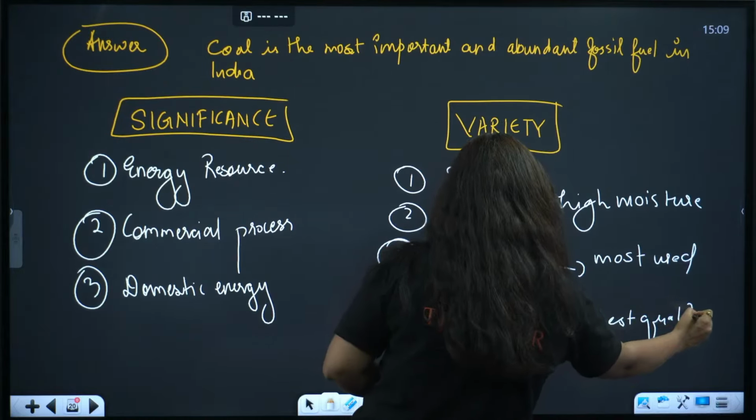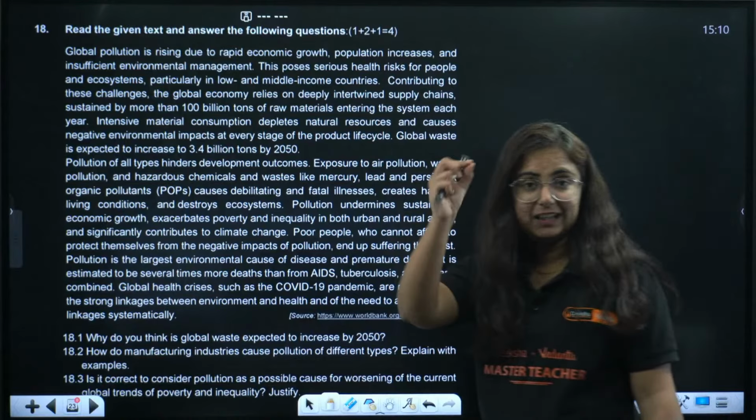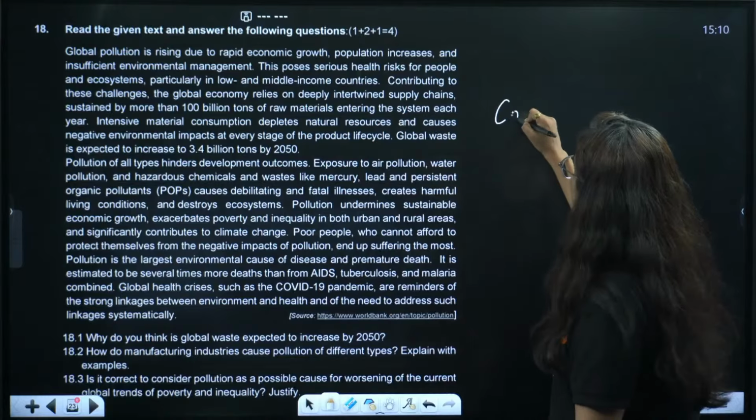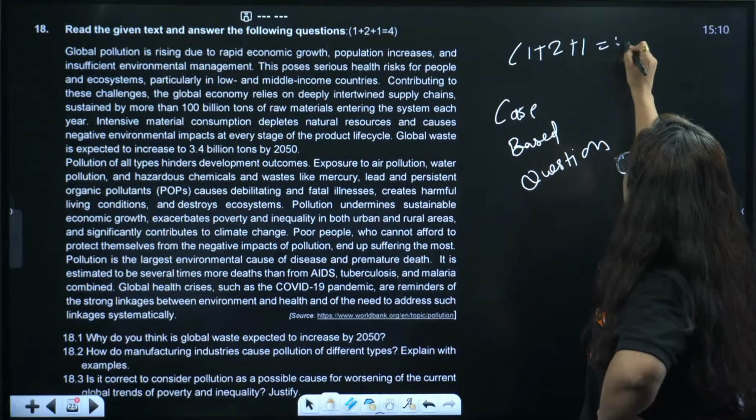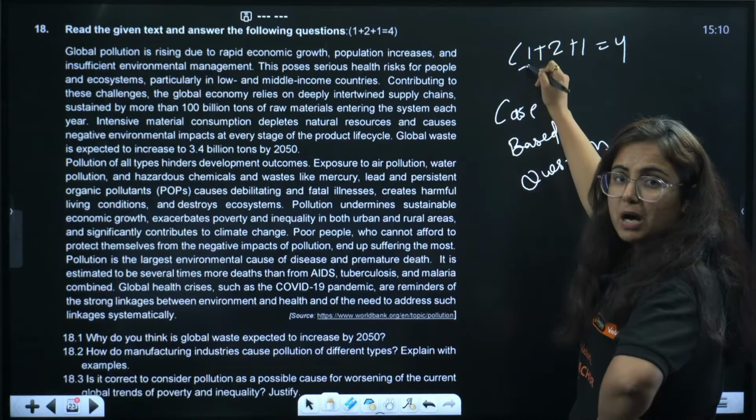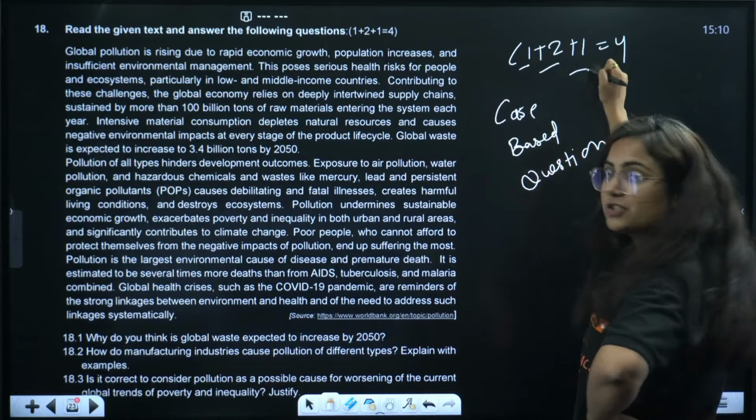Moving to the next one. 17th is it? Okay, 18th question of the day. And again, this is a case-based question. Okay, so read the given text and answer the following question. Pay attention, whenever a case-based question comes, it comes like that: 1 plus 2 plus 1, that is equals to 4. One question for 1 mark, other question for 2 marks, other question for 1 mark.